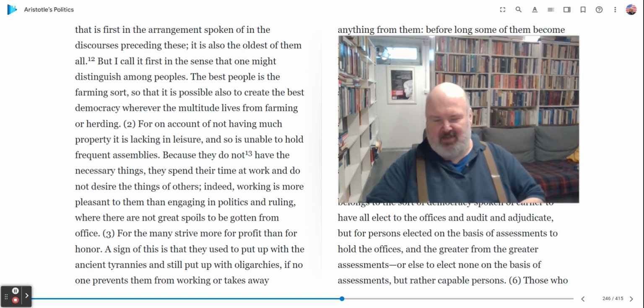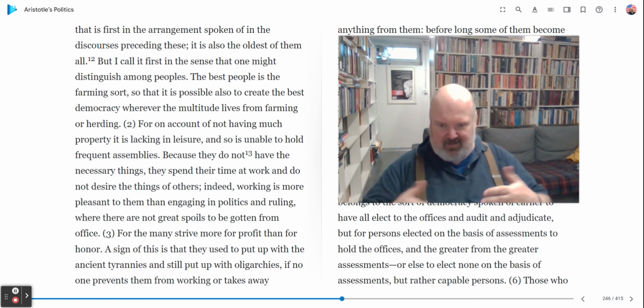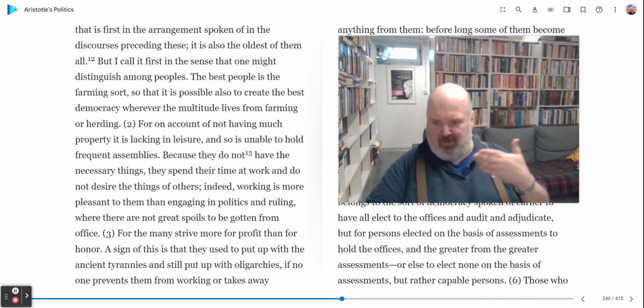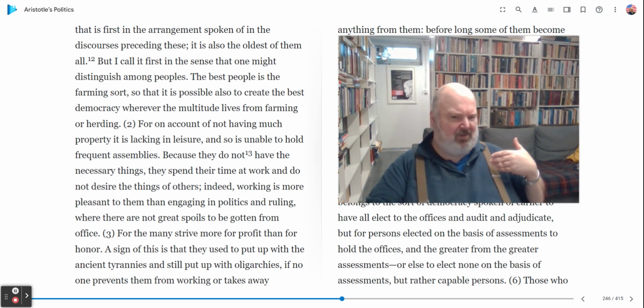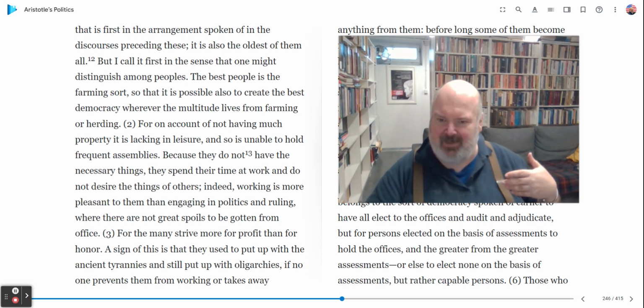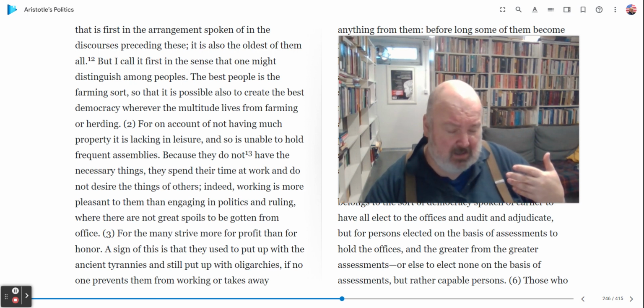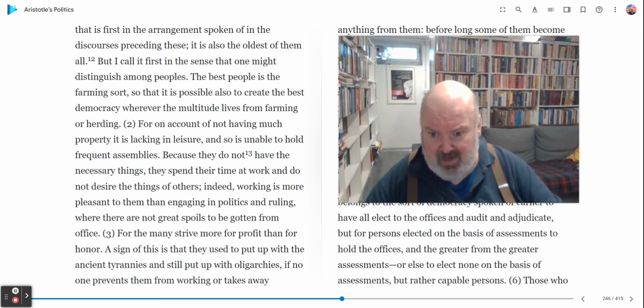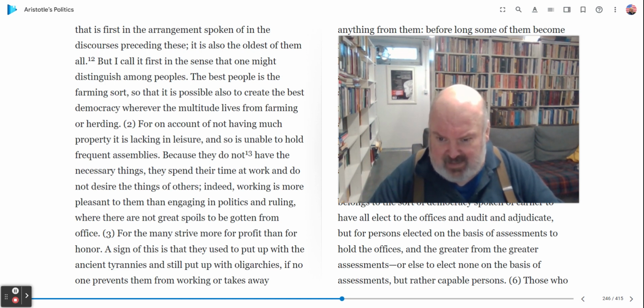He says that the farmers have some means; they are able to meet. On account of this, the farming or the herding is the best. Because of their not having much property, they lack leisure, and therefore they can't hold frequent assemblies, and they'd rather work, because working sustains them. In other words, you can't get spoils from politics. The argument is that there are not great spoils to be gotten from office.